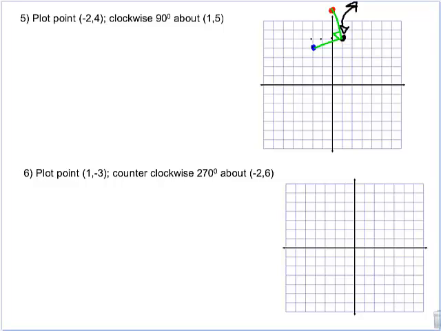So we want to plot the point 1, -3. And this time we want to go counterclockwise 270 degrees about the point -2, 6. You did your point wrong. You did -1, -3. Yes, I did. Thank you. 1, -3. Let's try again. Okay, about the point -2, 6. So make sure you turn it your 3 times around.